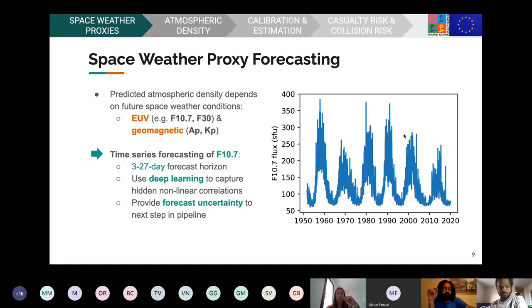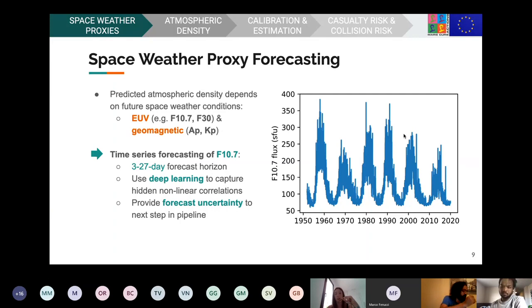And the density also depends on the geomagnetic activity, especially during geomagnetic storms. So ultimately, we aim to generate forecasts and the associated uncertainties of both of these proxy types, which will then flow into the density model. But as a first step towards this, in this presentation, we'll focus on advancing the univariate forecasting of the F10.7, so only using the past history of this variable to predict its own future.